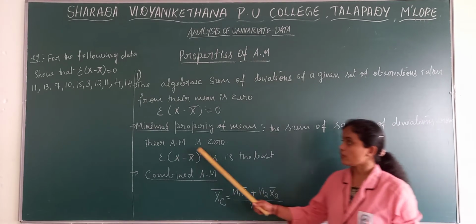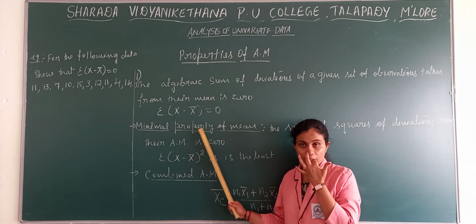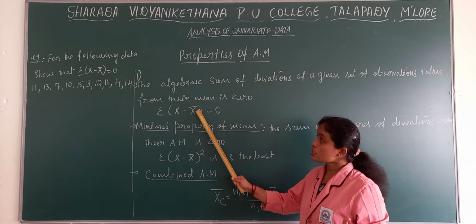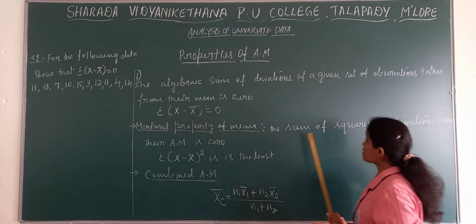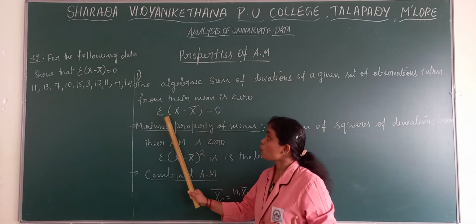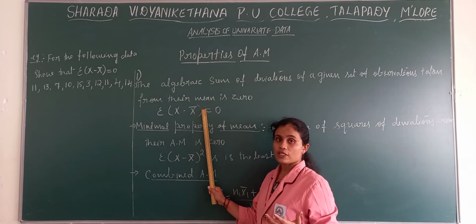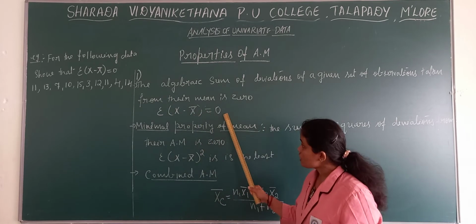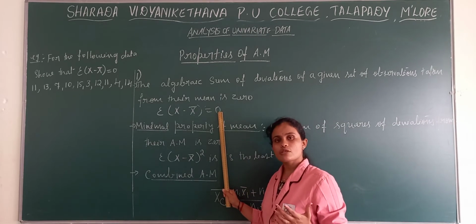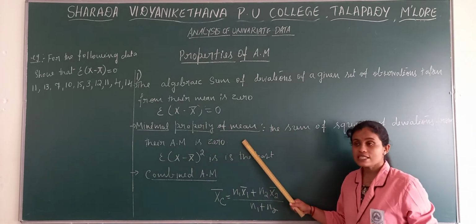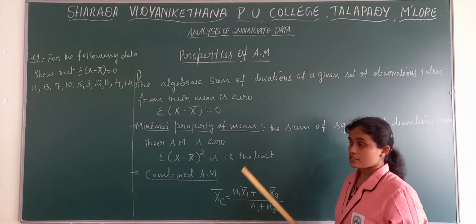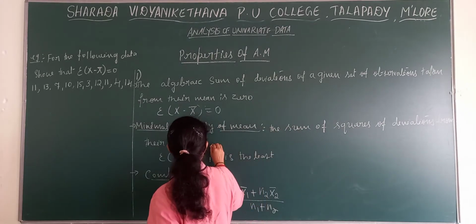Then the second one, minimal property of mean. Minimal property of mean means the sum of the squares of deviations from their arithmetic mean is the least. If we square these deviations, we will get the least value. Not here it is 0, it is least.